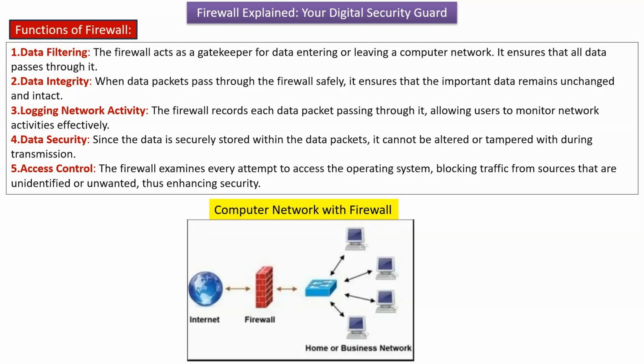Third one is logging network activity. The firewall records each data packet passing through it, allowing users to monitor network activities effectively. The fourth one is data security. Since the data is securely stored within the data packets, it cannot be altered or tampered with during the transmission. Fifth one is access control. The firewall examines every attempt to access the operating system, blocking traffic from sources that are unidentified or unwanted, thus enhancing security.